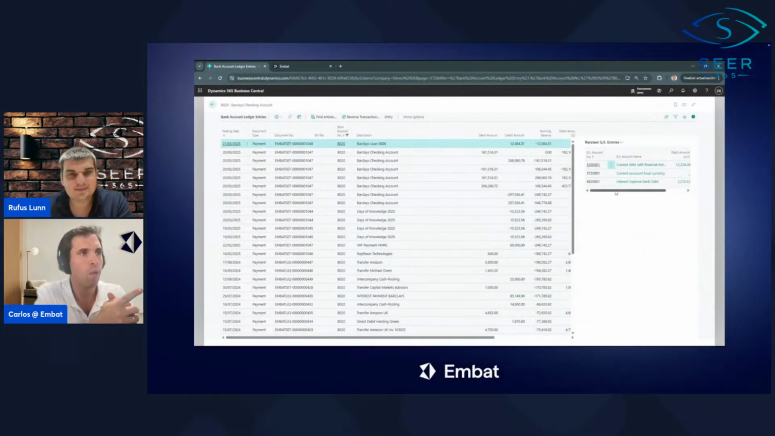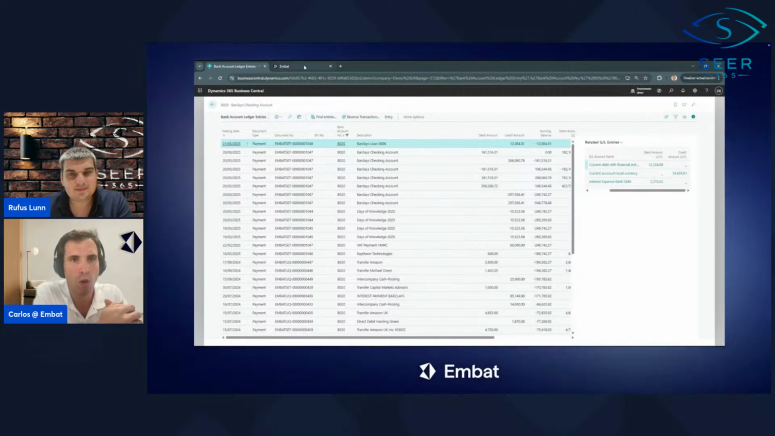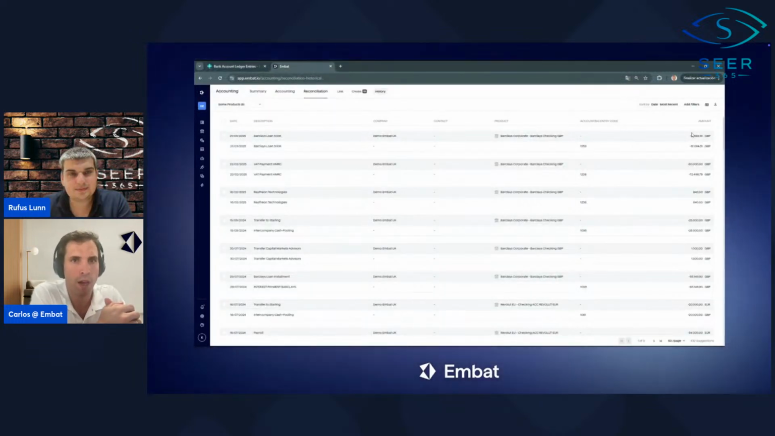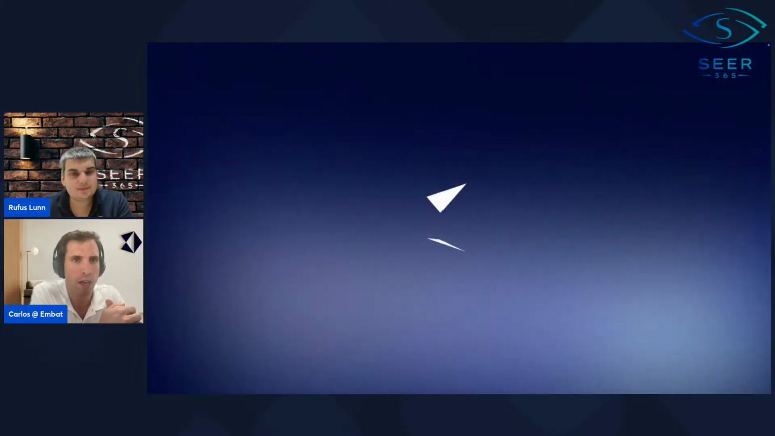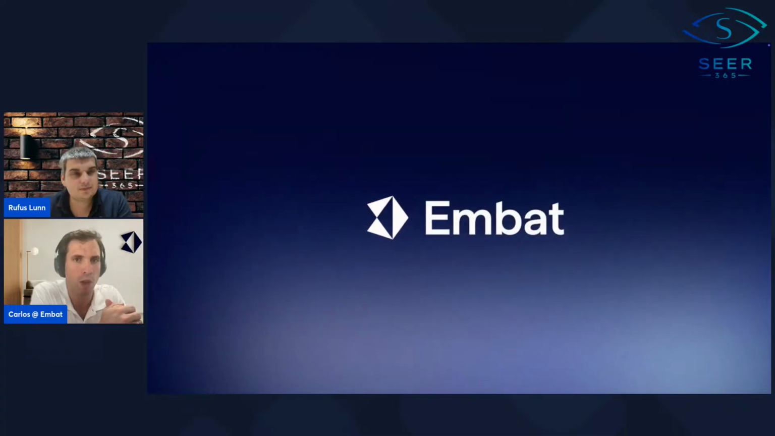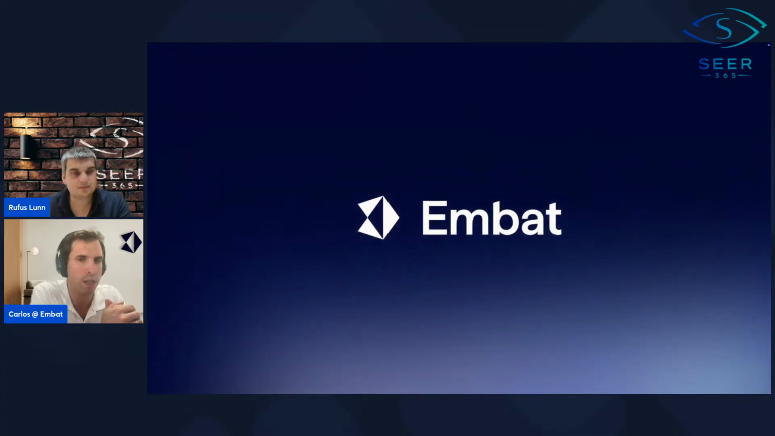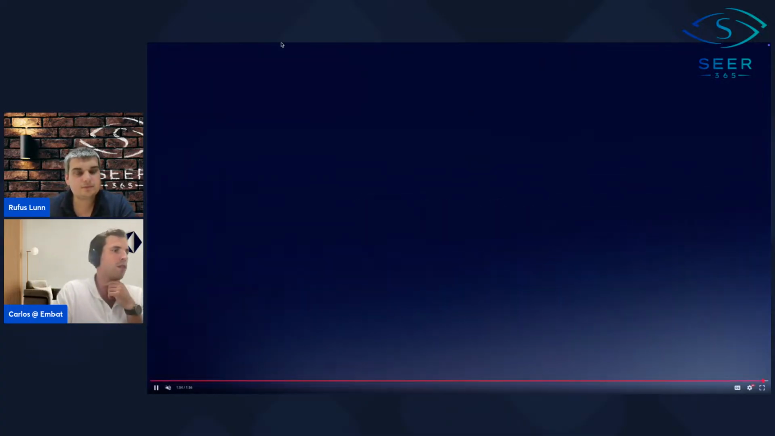Yeah. And then here we're also showing how you can even book those debt payments or GL payments into Business Central through our accounting model. We will see it very, very quickly. Brilliant.